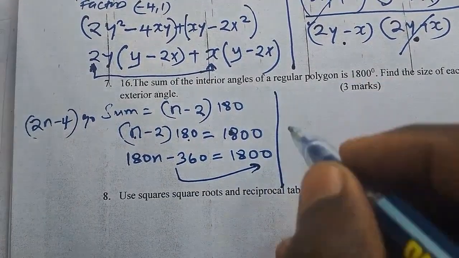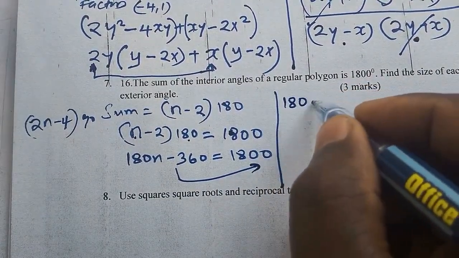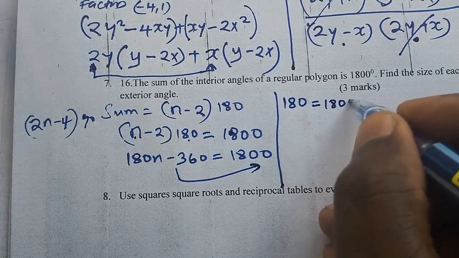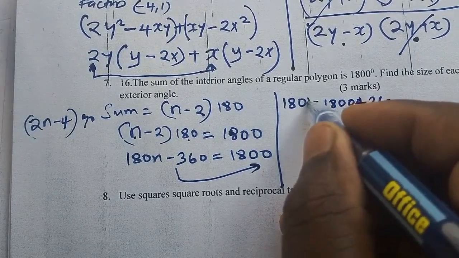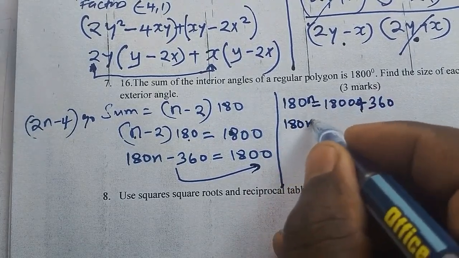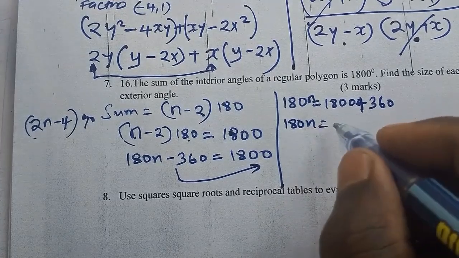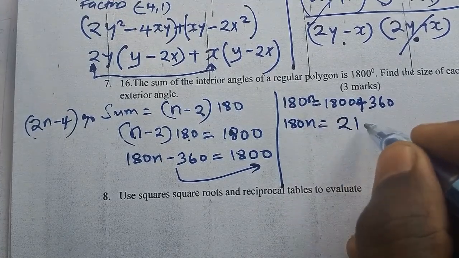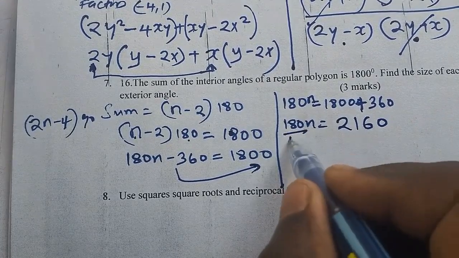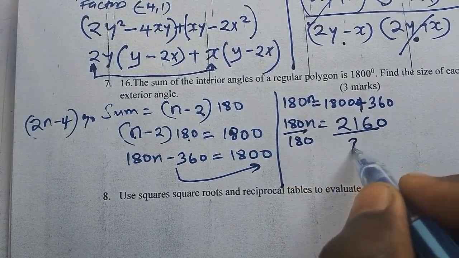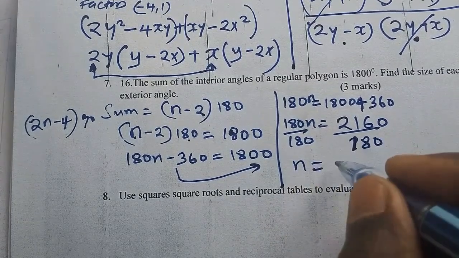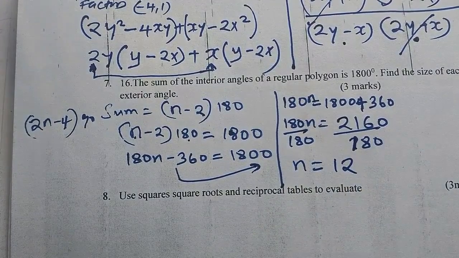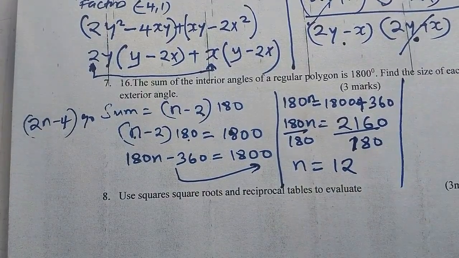So this is 180n is equal to 1800 plus 360. And 18n is equal to 2060. So divided by 180, divided by 180. So n is equal to 12. Now we have n. Why are we looking for n?